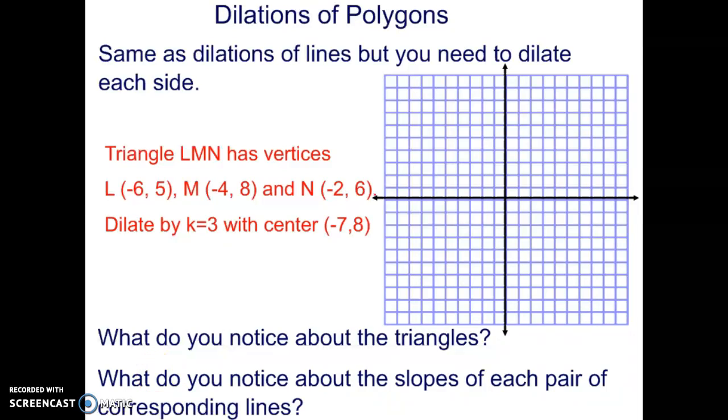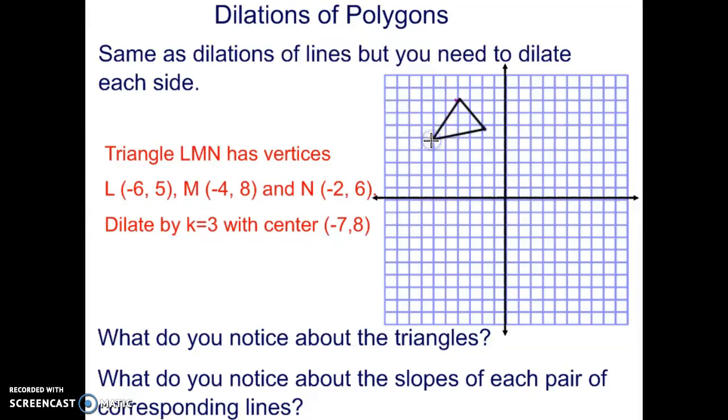If we dilate a polygon, such as triangle LMN, if we put our 3 points on there, 1, 2, 3, 4, 5, 6, 1, 2, 3, 4, 5. So we put on L, 3, 4, 1, 2, 3, 4, 5, 6, 7, 8, and we put M, and we put N, 2, 3, 4, 5, 6. Okay, so my new shape is a triangle. You dilate this the same way you dilate a line. You just dilate all 3 points.